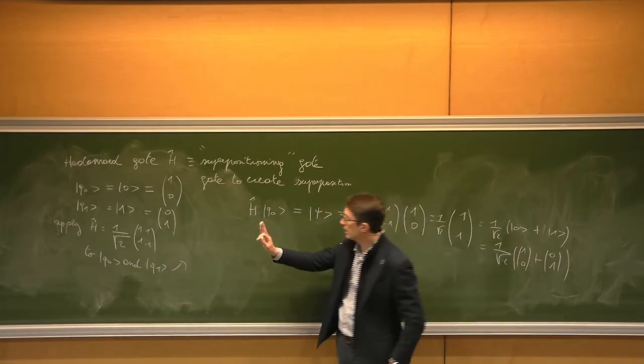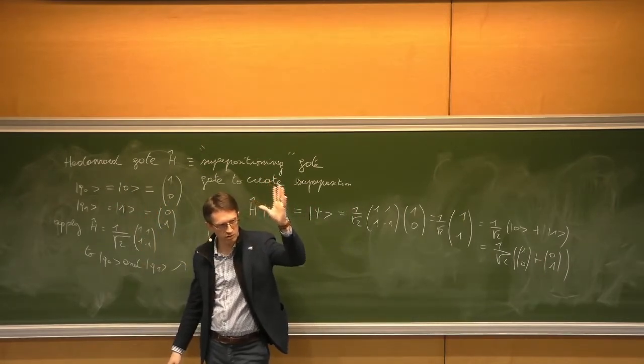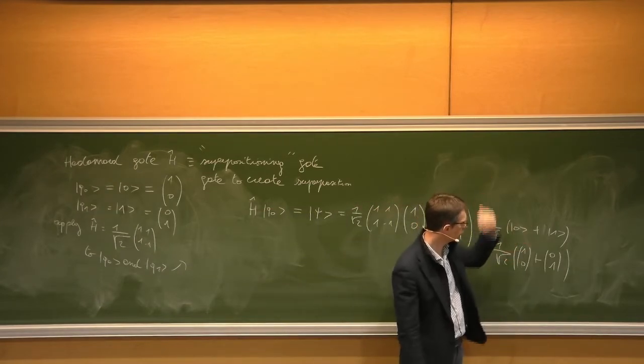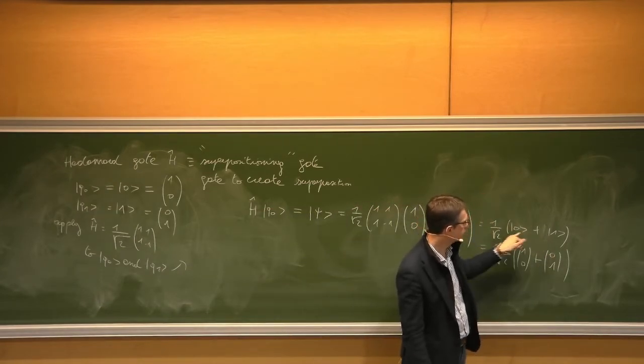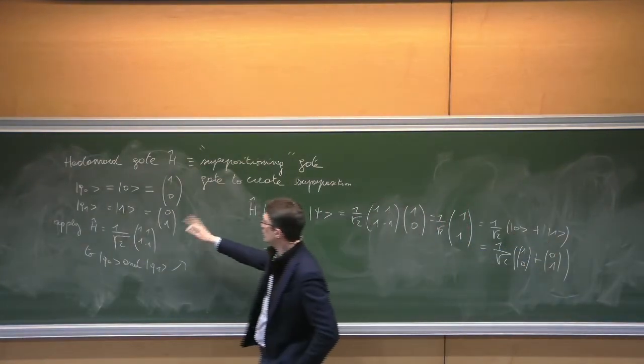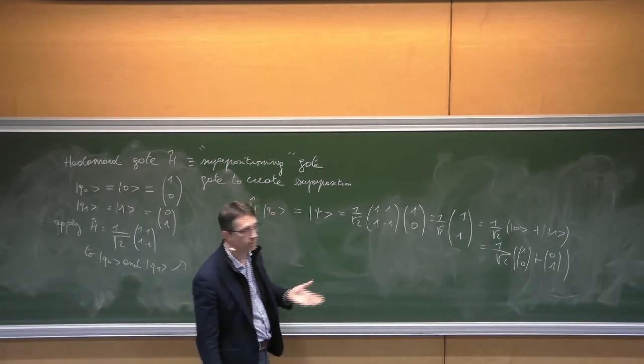So now we went from a particular state, the up state in terms of spin, the zero state, to a superposition 0 plus 1. Okay? So in a way, we went from a known state to a superposition state. So that's what the Hadamard gate does.